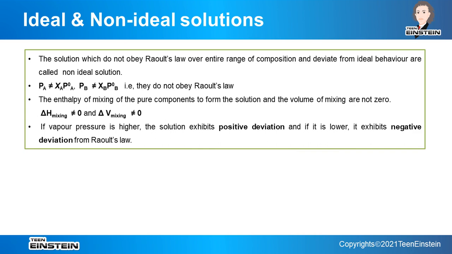Now the solutions which do not obey Raoult's law over the entire range of composition deviate from ideal behavior. We call them non-ideal solutions. So in a non-ideal solution, obviously P_A is not equal to x_A P_A⁰, because if it follows Raoult's law it will be equal, but now we will use the unequal sign. So they do not obey Raoult's law. And now the enthalpy of mixing of pure components to form the solution and also the volume of mixing are not zero.